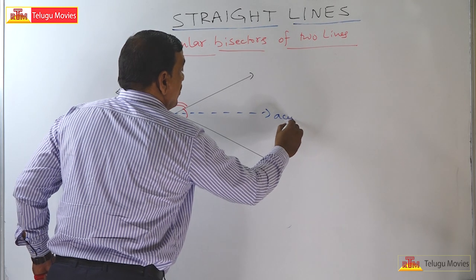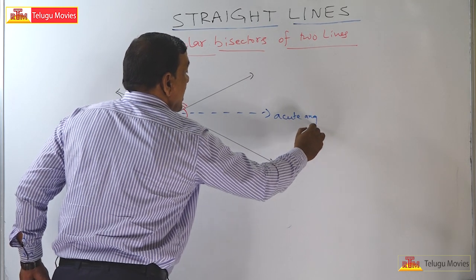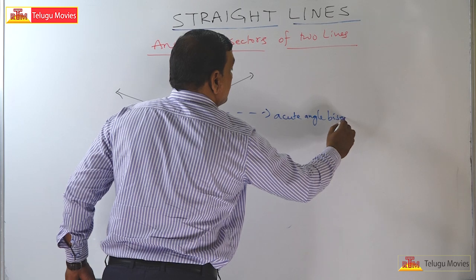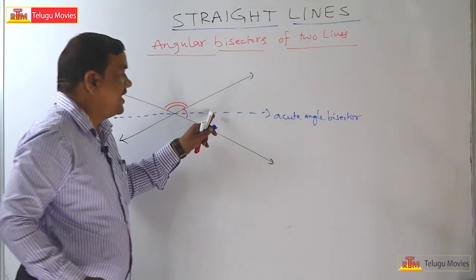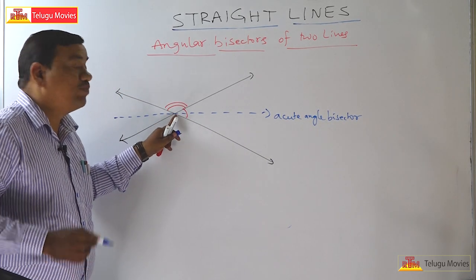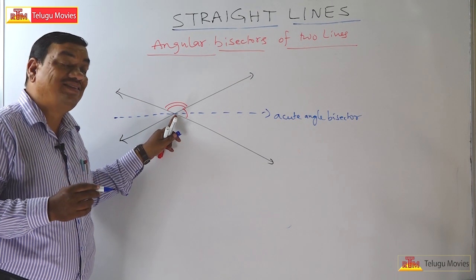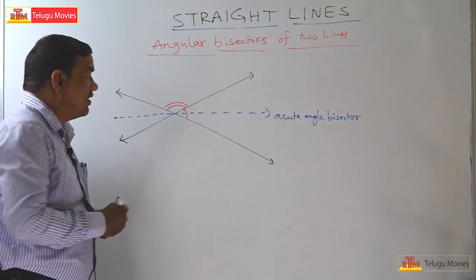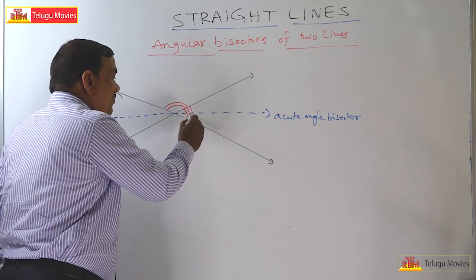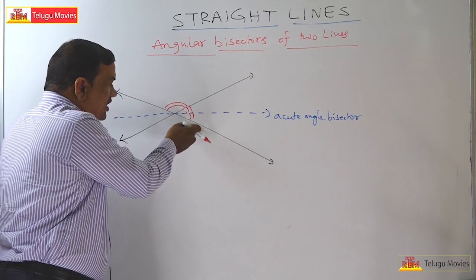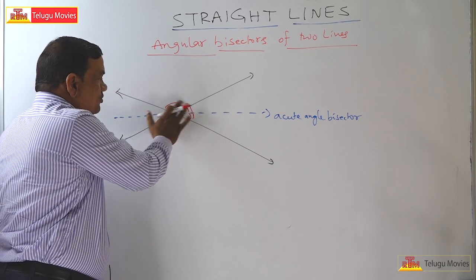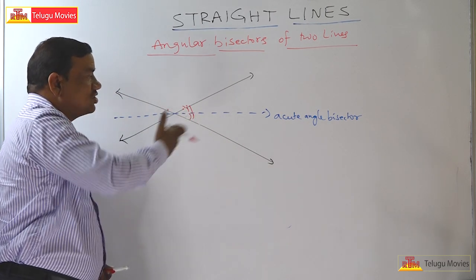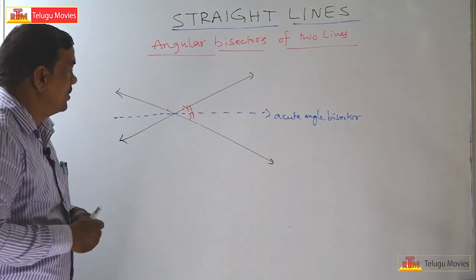So, this is called the acute angle bisector. The line which passes through the point of intersection of the two lines and divides the acute angle into two equal parts, two equal half angles. That means if it is 60 degrees, then this is 30 and 30. So, that is called the acute angle bisector.